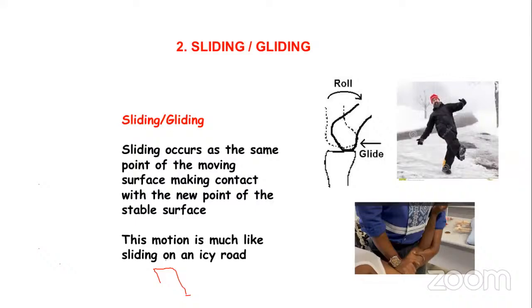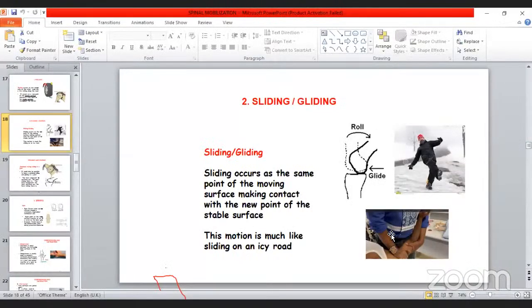And if you watch the diagram at the bottom, when I'm trying to mobilize one of my students' shoulder, it's the same thing. By pushing down on the head of humerus, the same part of the head of humerus is making contact with a new part on the glenoid cavity. So that is how we describe sliding or gliding.